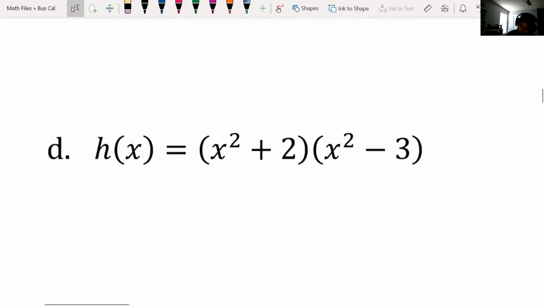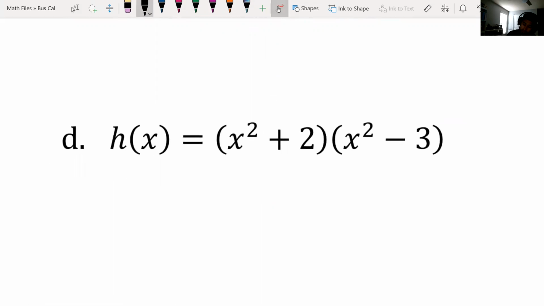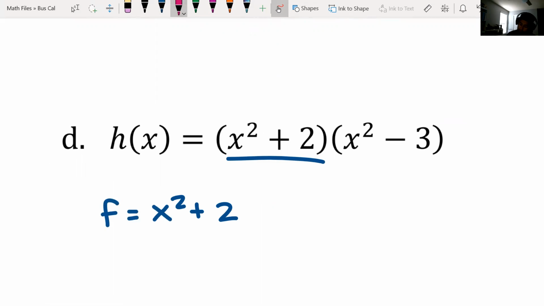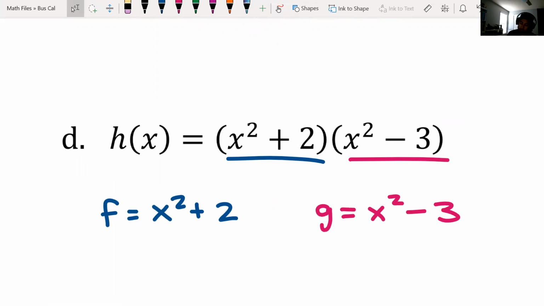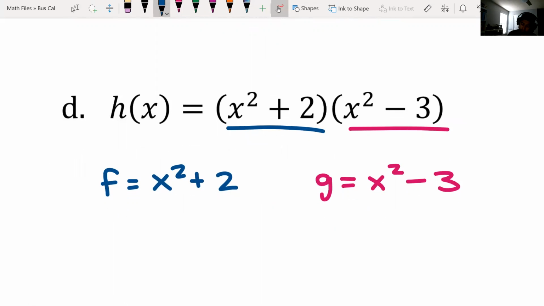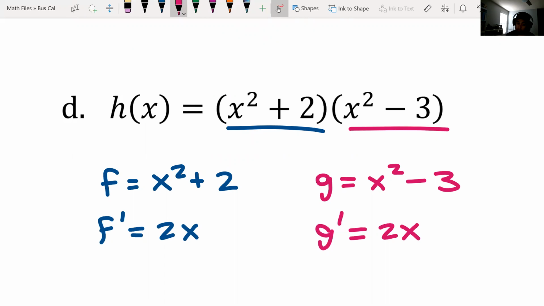All right. D, same thing. Here's going to be F, which is going to be x squared plus 2. Here's going to be G, which is x squared minus 3. Derivative of F is 2x. Derivative of G is 2x.